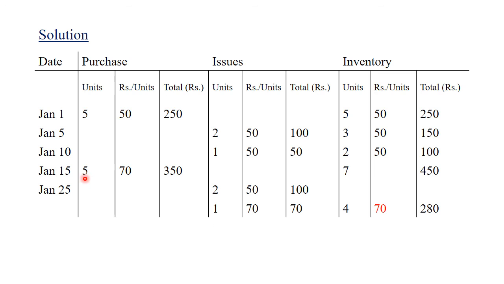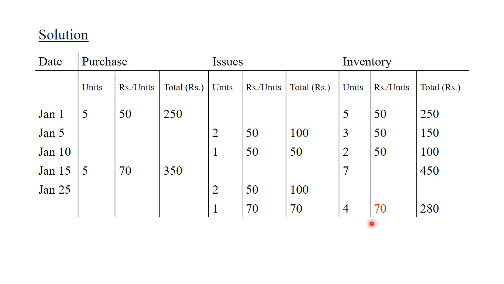And what is the balance inventory left? From the latest 5 we have only issued 1, so the rest, 4, is there. And what is the cost price for each? It's 70. And what is the total value? From 5, 1 is given away, 4 is there, so 4 into 70, 280. So the material price value using FIFO method on January 25th is how much? Rupees 280. I hope the solution is clear.